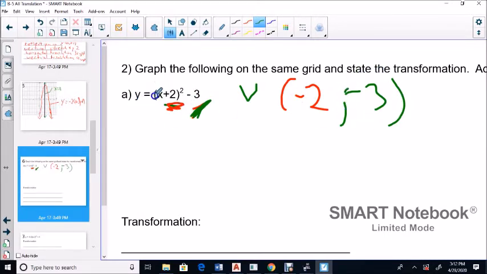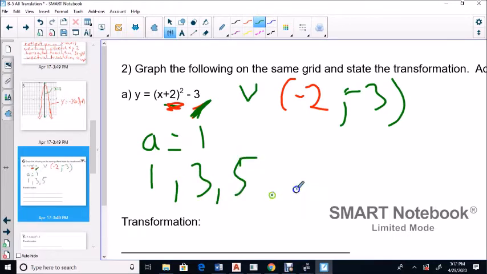Now A, if there's nothing in the bracket, A is 1. So we just use our standard step pattern and we don't multiply it by anything. Okay, we just use 1, 3, 5. Now if there was something in the front of the bracket, we'd multiply it like the first example. Okay, now let's go graph it.